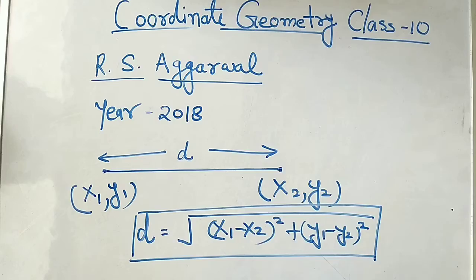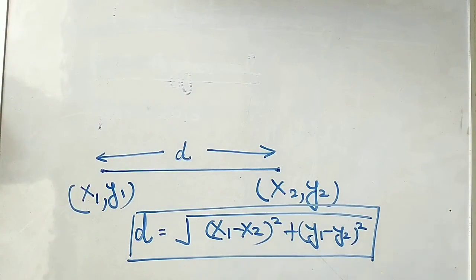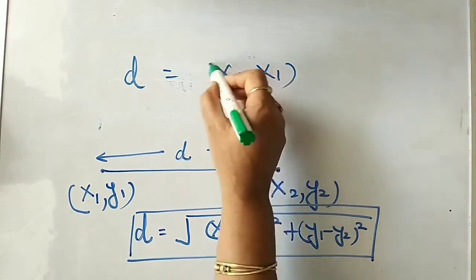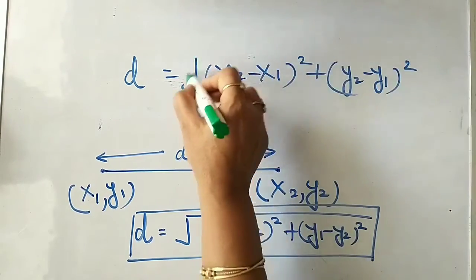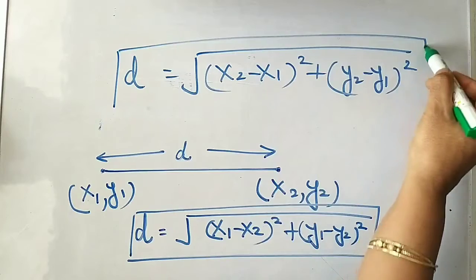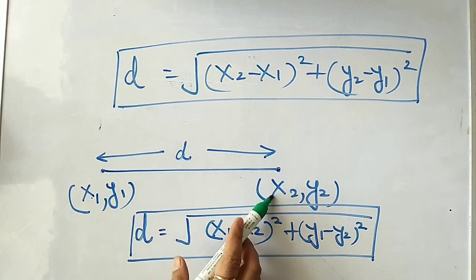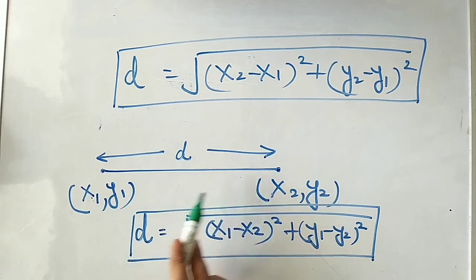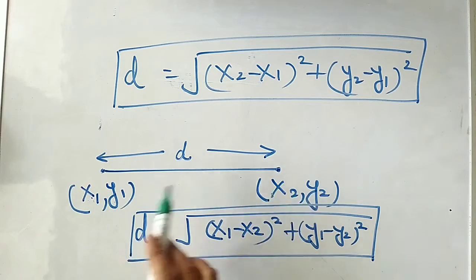I wanted to tell you one more thing. Instead of taking x1 minus x2, you can also take x2 minus x1 square and y2 minus y1 square. Even then this formula is correct. So what are x1 and x2? x1 and x2 are the abscissae of the two given points, the first coordinate part, and y1 and y2 are the second part of your coordinates.